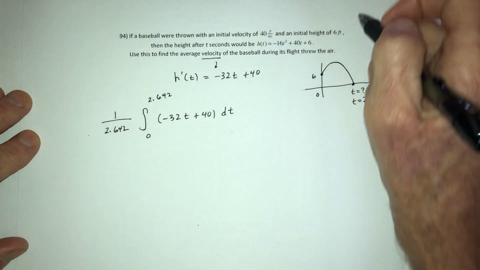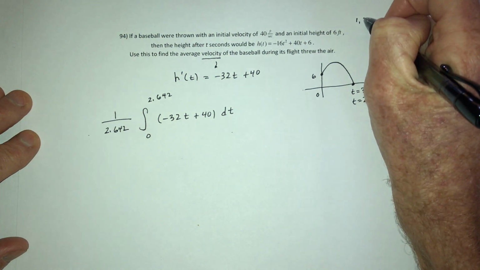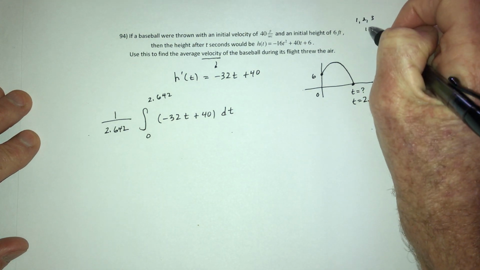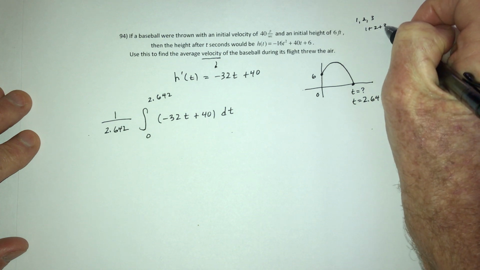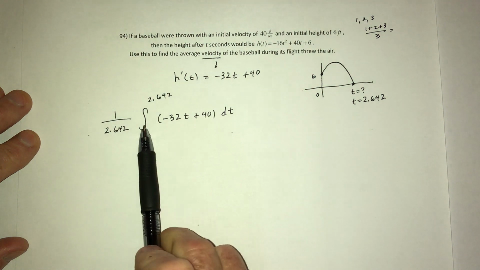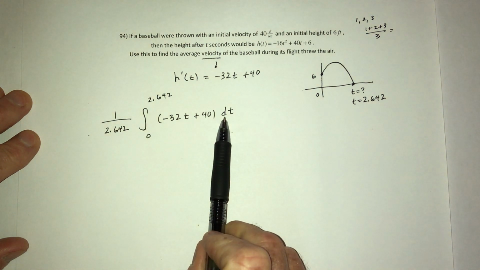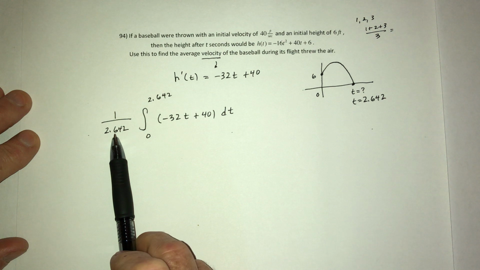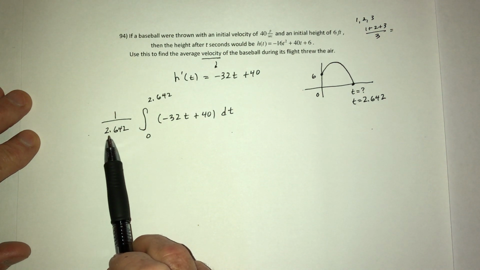So just like when you find the average, say you find the average of 3 numbers, then you add them up and you divide by 3, that's how you find the average. Well, that's what we're doing right here, because this is adding up all the velocities and then divided by the total amount of time that it took, and that will average them.